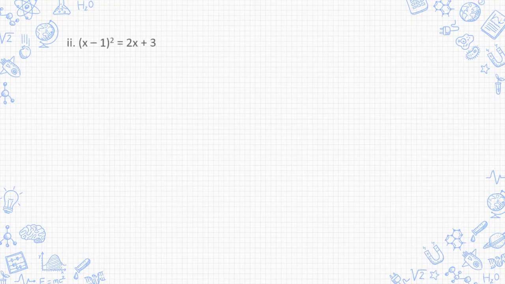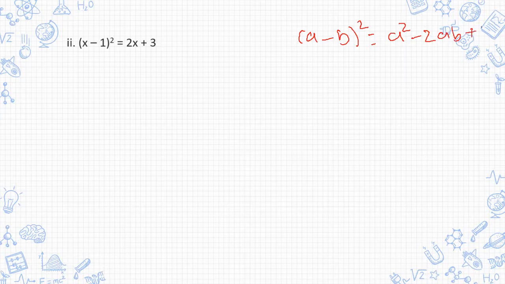Let us do the second sum. X minus 1 the whole square is equal to 2x plus 1. So first we'll just try simplifying this. We'll expand x minus 1 the whole square. So we'll use the formula a minus b the whole square, which is a square minus 2ab plus b square. So we'll use this formula and we'll expand the term x minus 1 the whole square. So after expanding, I'll get x square minus 2x plus 1 is equal to 2x plus 3.